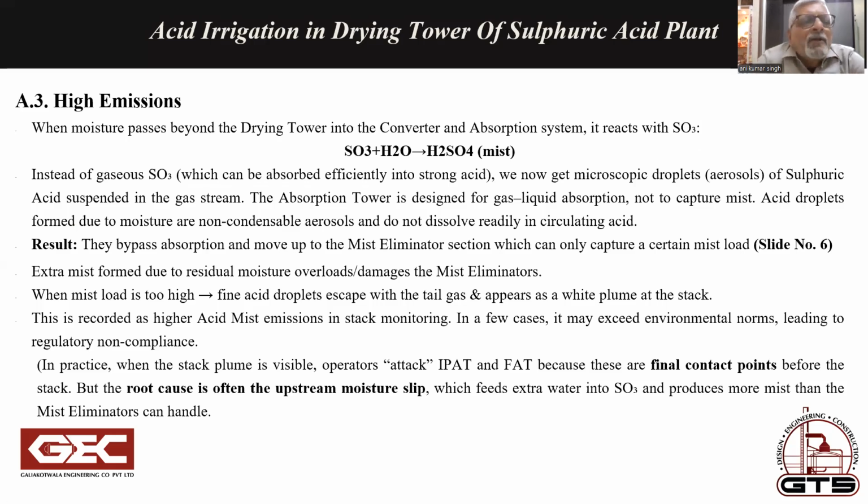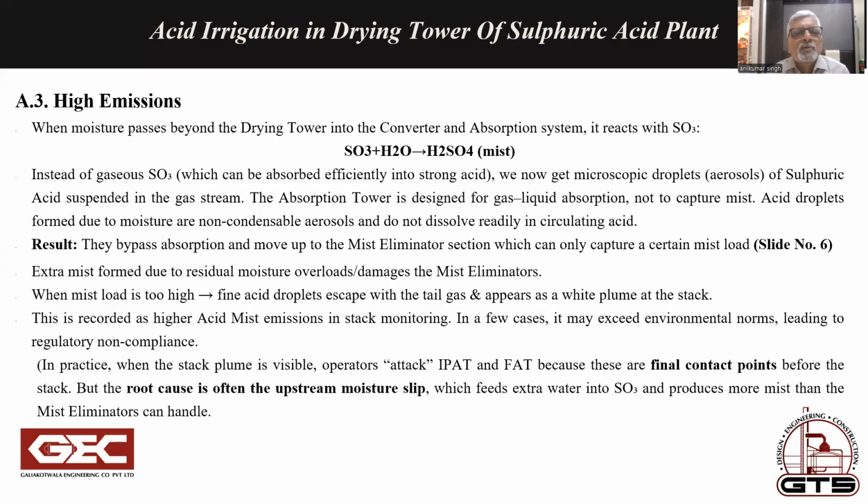When moisture passes beyond the drying tower into the converter and absorption system, it reacts with SO3. Instead of gaseous SO3, which can be absorbed efficiently into strong acid, we now get microscopic droplets, aerosols of sulfuric acid, suspended in the gas stream. The absorption tower is designed for gas-liquid absorption, not to capture mist. Acid droplets formed due to moisture are non-condensable aerosols and do not dissolve readily in sulfuric acid.